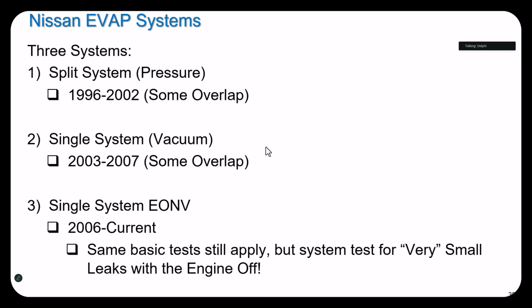Starting in 2003, and there was overlap into 2002 and some into 2004, but 2003 was the average year, they began to test the system for vacuum decay. Then in 2006, they started rolling out EONV, the engine off system, and that's still used to this day. And not much has changed there. So let's go through their system.